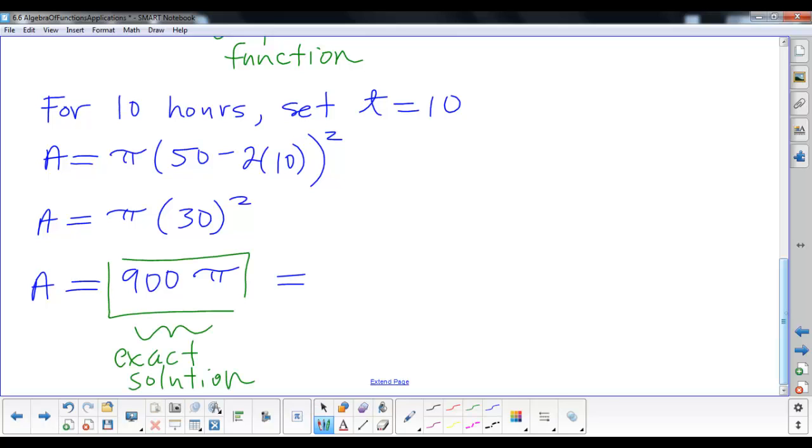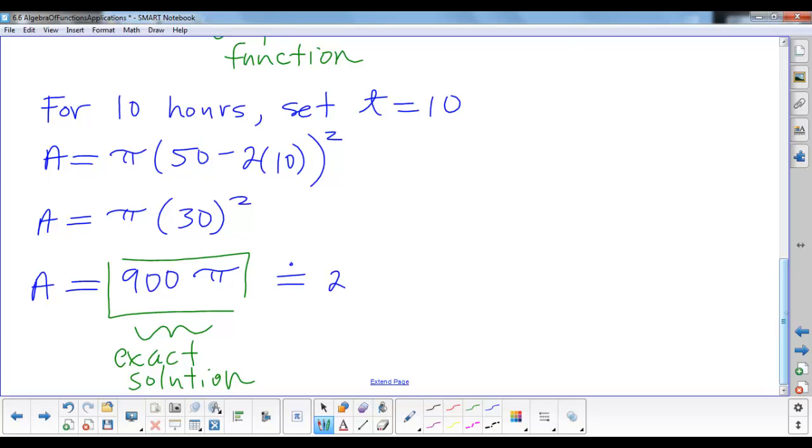Or if I wanted to approximate what that is, there should be a pi button on your calculator. Pi is approximately equal to 3.14, but if you use the pi button on your calculator and multiply it by 900, you're going to get approximately 2,827.4, and the units in this case would have to be square centimeters since this is area.